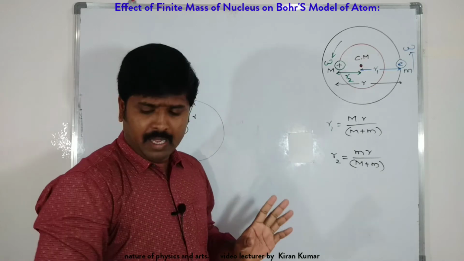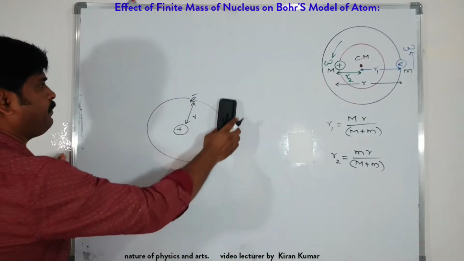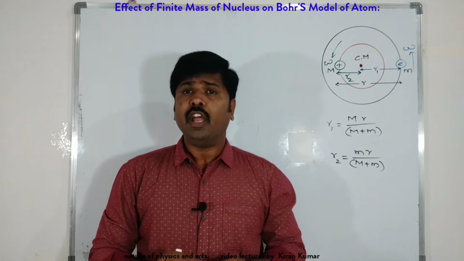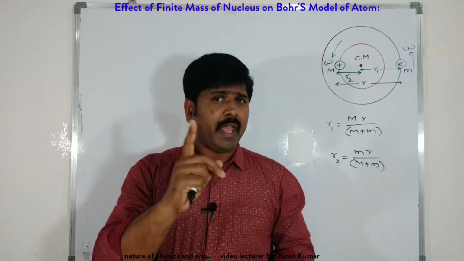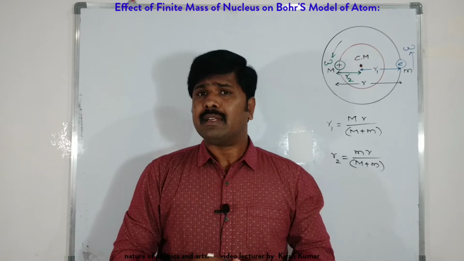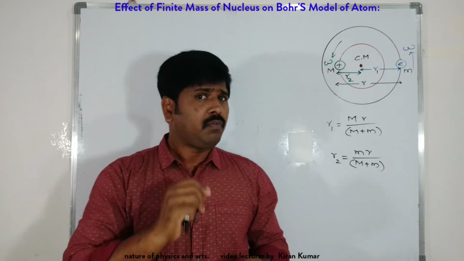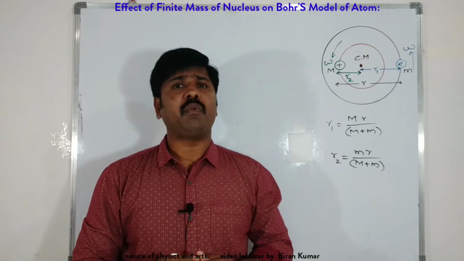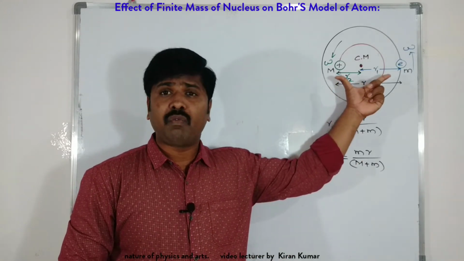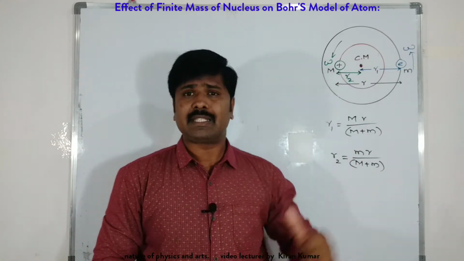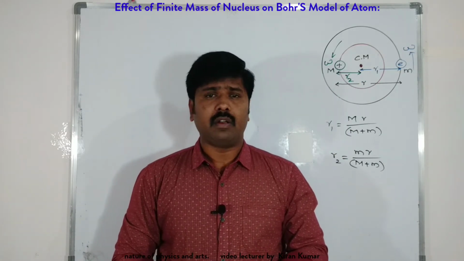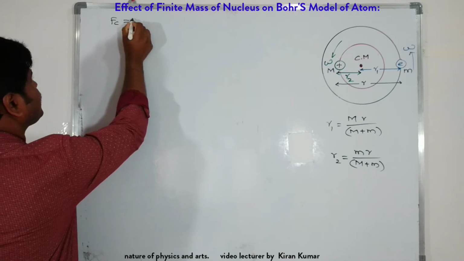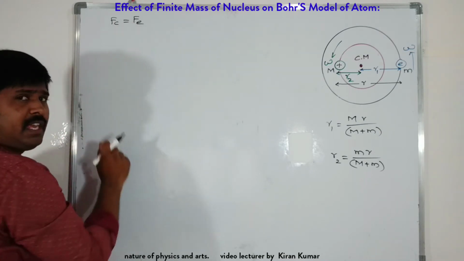And in continuation, here the electron is revolving around the nucleus. That's why the necessary centripetal force is acting on the electron. That centripetal force is provided by the electrostatic force between the nucleus and the electron. So I am going to write Fc equal to Fe.